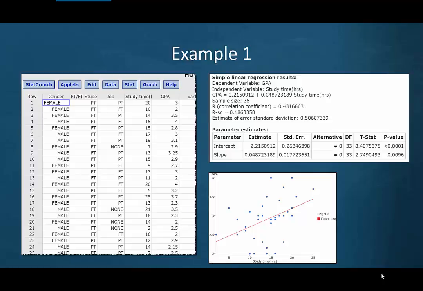Recall that we did scatter plots. We had an example where we investigated the effect of studying on GPA. And so here was the data set that we looked at, and we found the regression equation to be 2.215 plus 0.0487 times the study time in hours. And we kind of stopped there. And if you may recall, we said that later on in the course, we would investigate inference about this line. And now we're to that point.